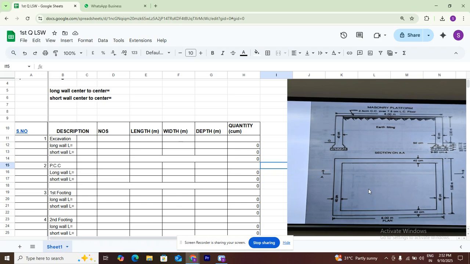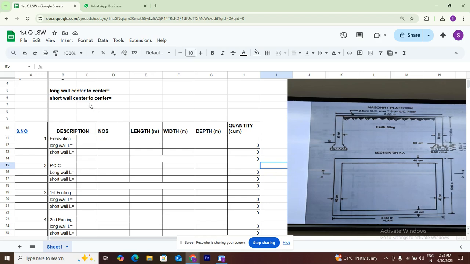Now first we need to calculate the center to center long wall. These are two long walls and two short walls. First we consider the long wall. 6 meters is the overall length given. We need to calculate center to center. Here we need to remove half of the wall thickness, and on this side also we need to remove half of the wall thickness.